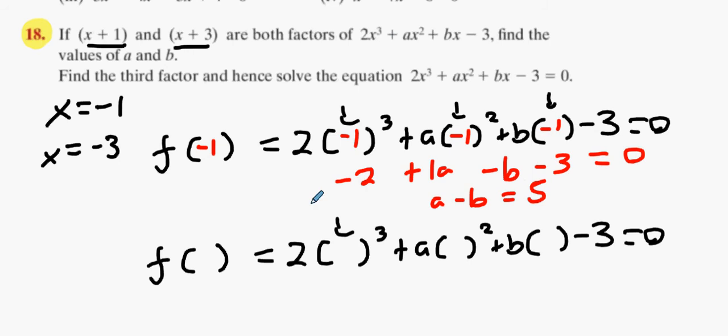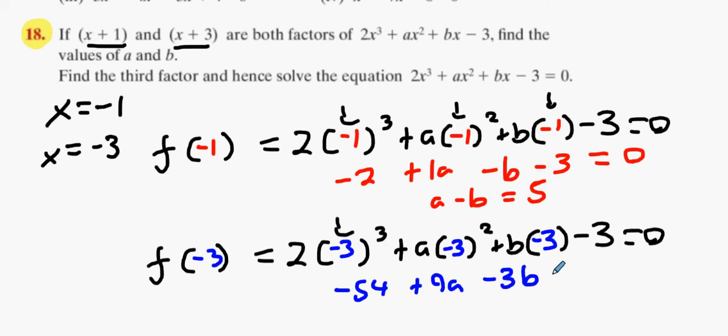Next one we're going to do is the blue one. Like this. We're going to get minus 27. Multiplied by 2 is minus 54. Plus 9a. Minus 3b minus 3 equals 0. Did anybody get 9a minus 3b equals plus 57? Right?